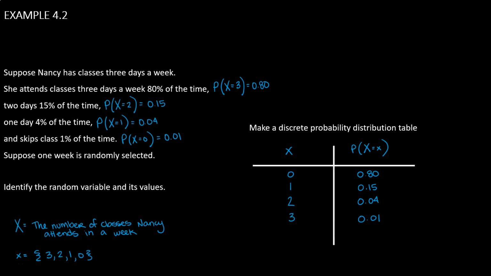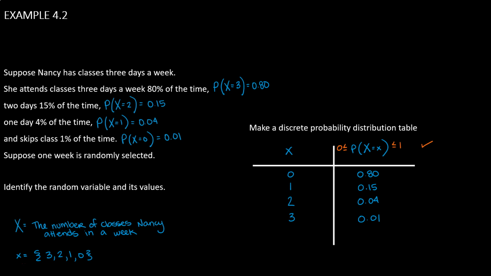Last, we need to double check that this table does follow the 2 rules for a discrete probability distribution function. We need to make sure that each probability in this table is between 0 and 1, including 0 and 1. And it is. None of our probabilities are less than 0%, and none of our probabilities are larger than 100%, so we can check that off.